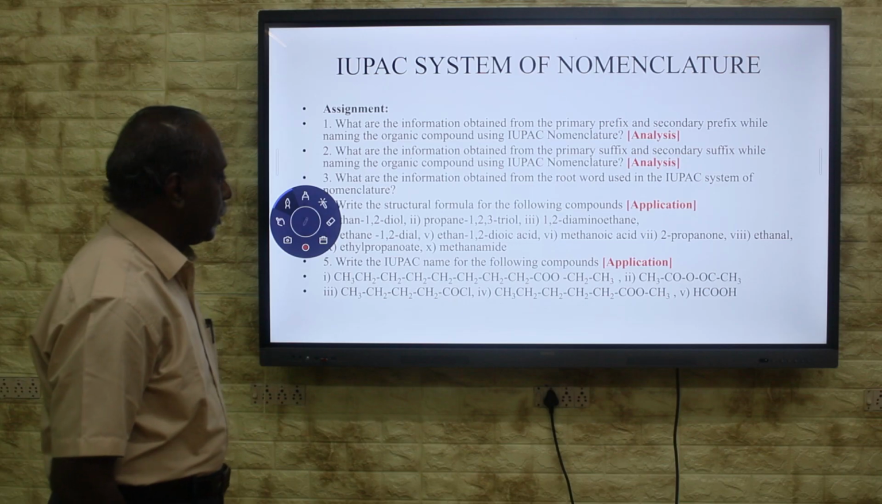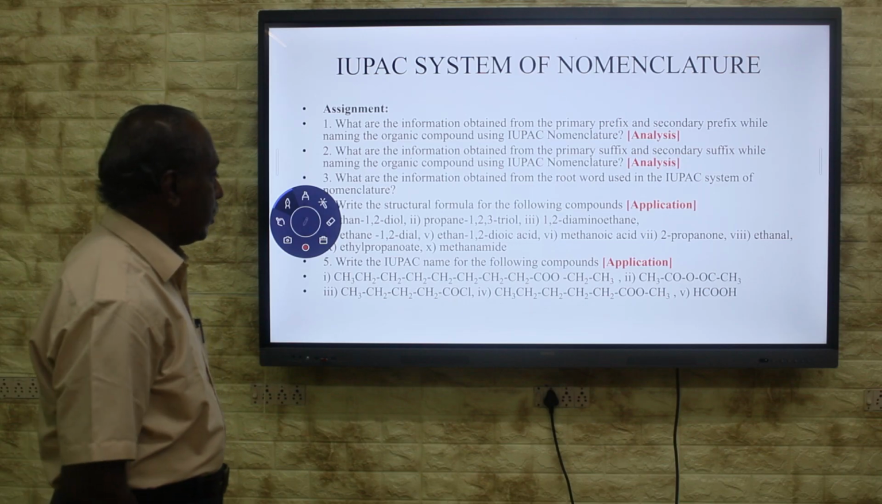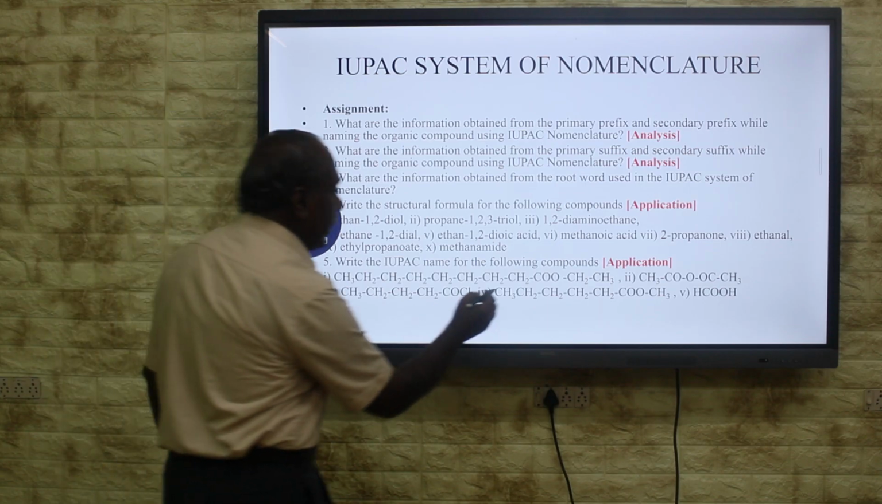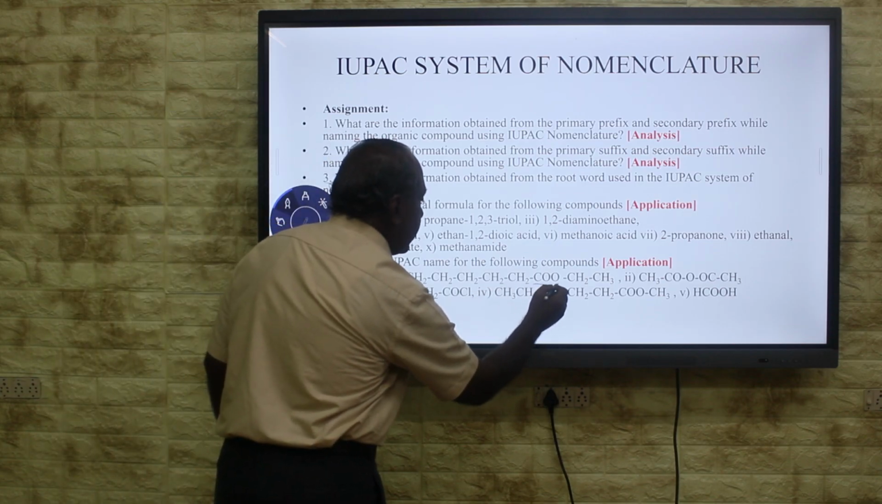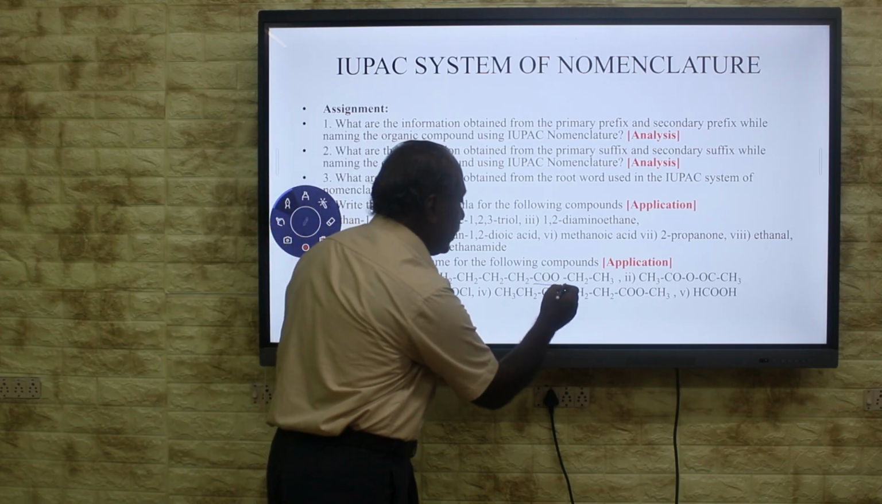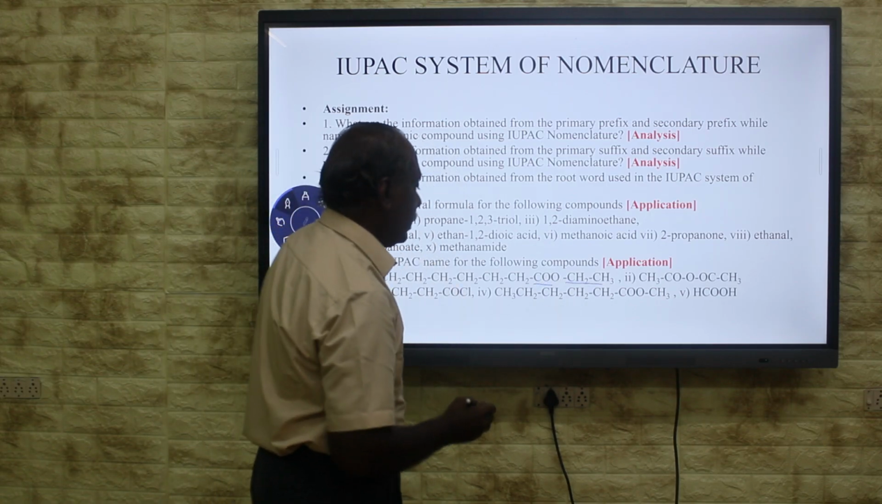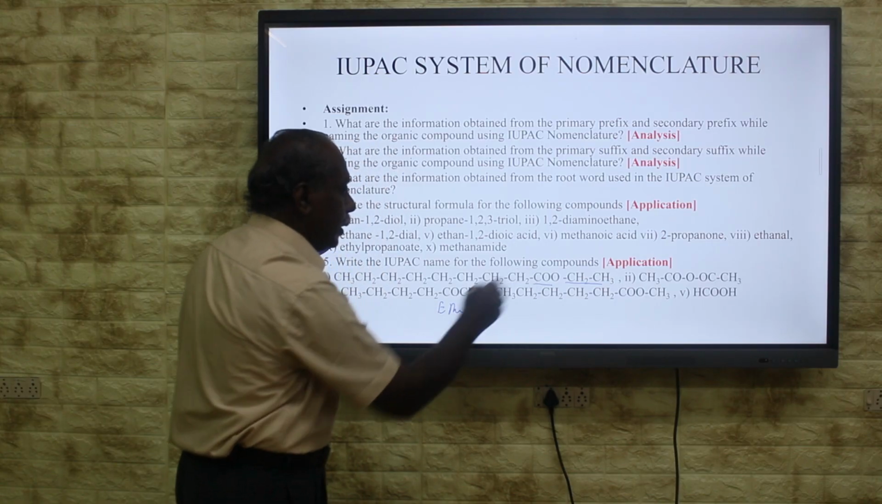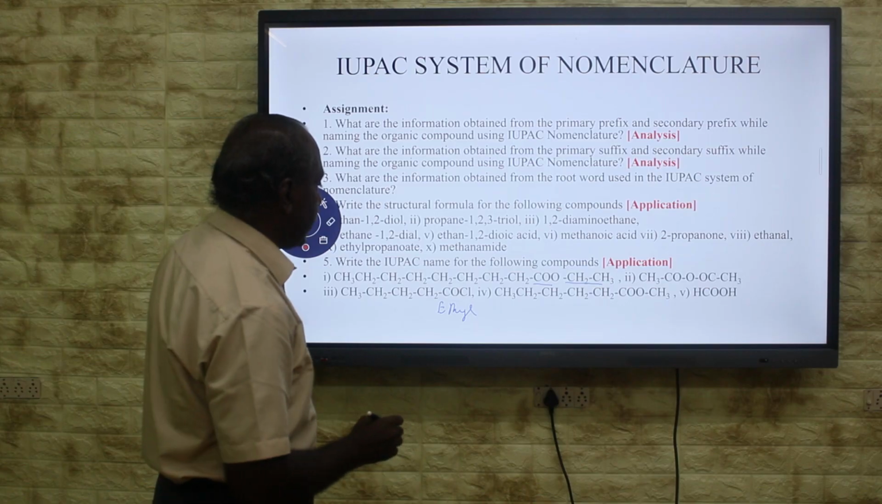In a similar manner, next question: we are going to write the IUPAC name. Here, a carboxylic acid will be there. If COOH is present, that is a carboxylic acid. Instead of H, there will be an ethyl group. Therefore, this substituent alkyl name is given as ethyl.